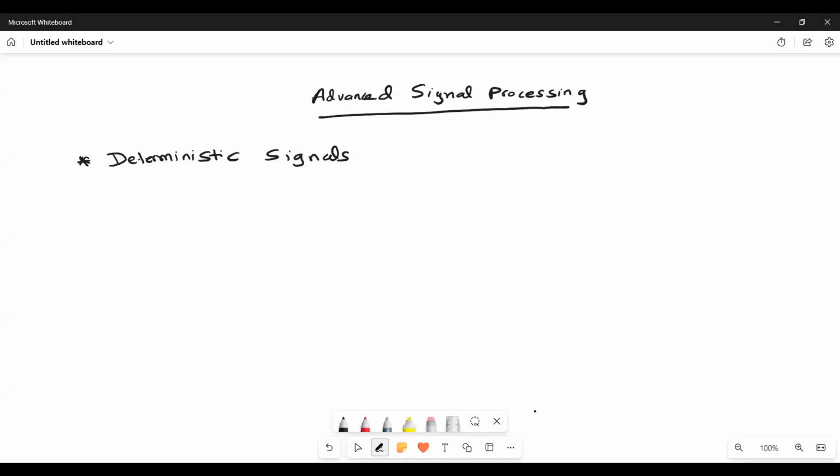So at the undergrad level, we learned about deterministic signals, about which we know the properties. These are known, right? However, in the real world, when we are working with real world signals, most of the real world signals are random signals, right?